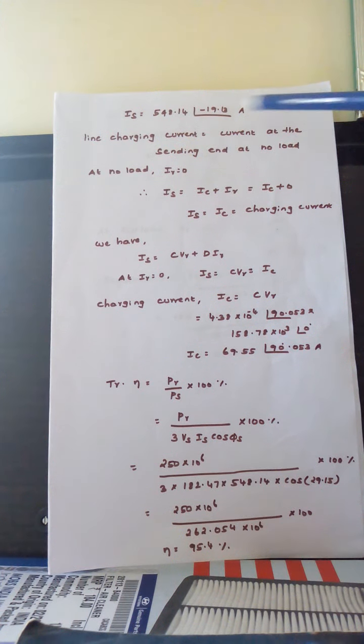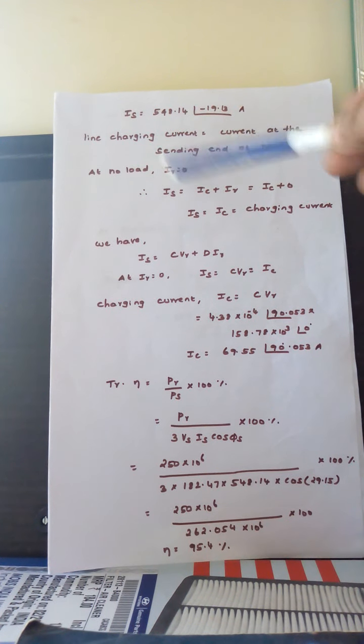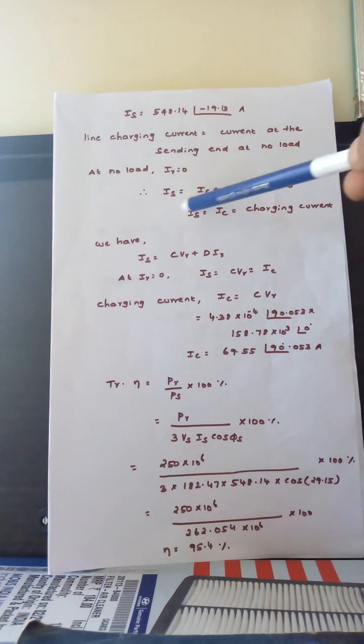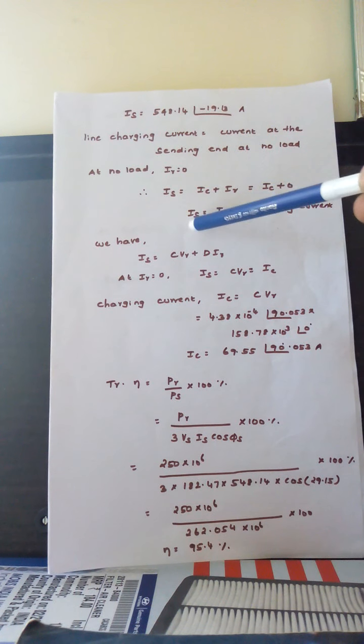Okay. So now we have to find the line charging current, they are asking. The charging current will be equal to the current at the sending end at no load. That means at no load the receiving end current will be 0, correct? So IS will be equal to IC plus IR. IR is 0, so IS will be equal to IC, that is equivalent to your charging current.